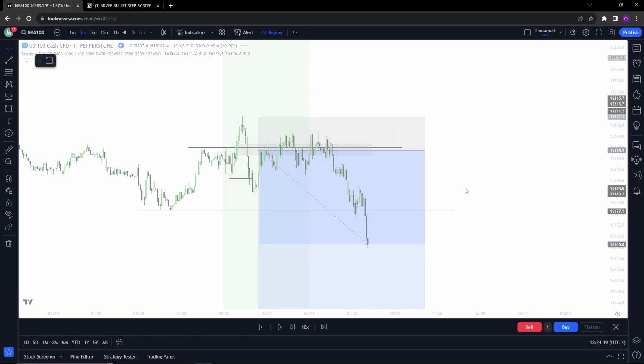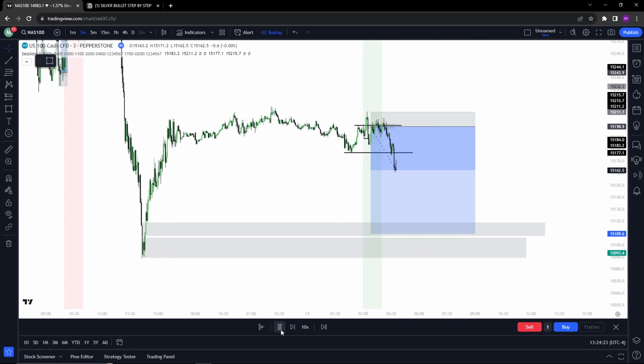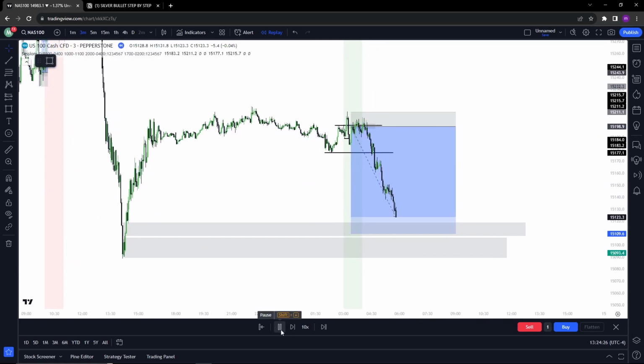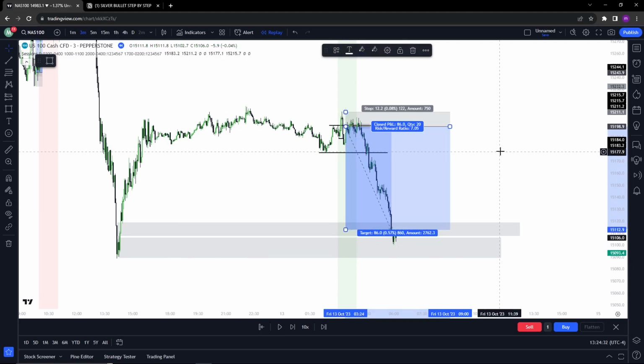Now, if I quickly play the market out and see the way price wants to react, you can see price pressure down easy. You could have even held it until the start of this order block right over here, but this would be the best place to target just to be sure.